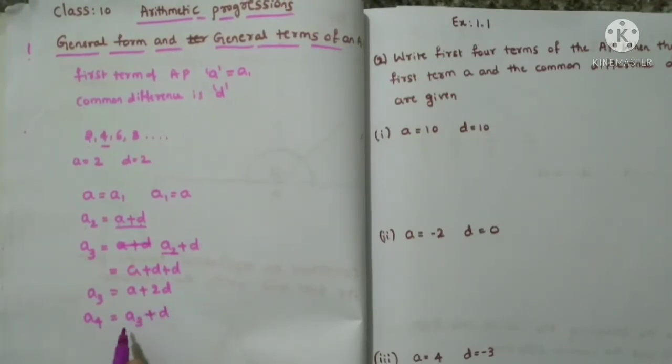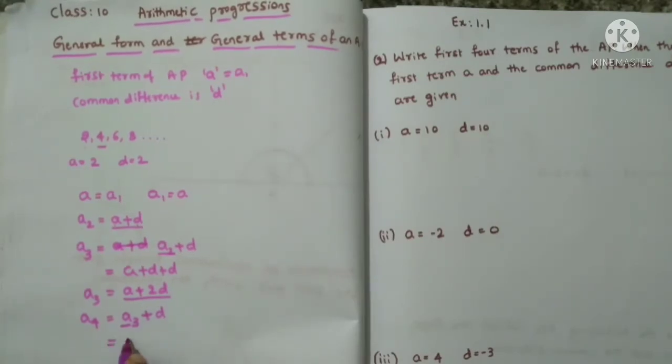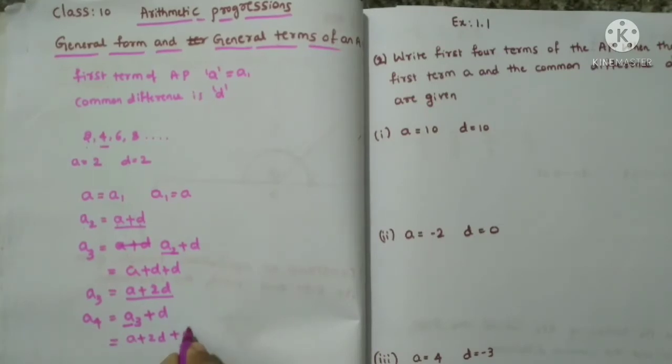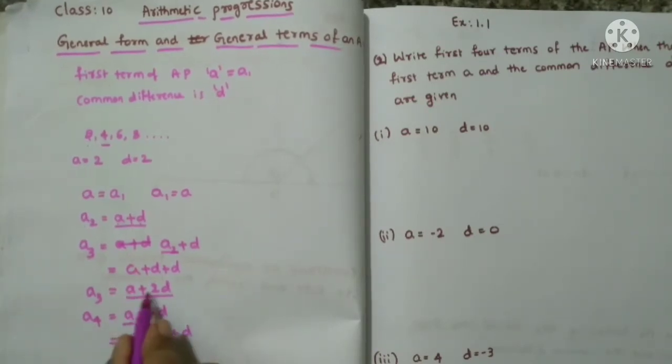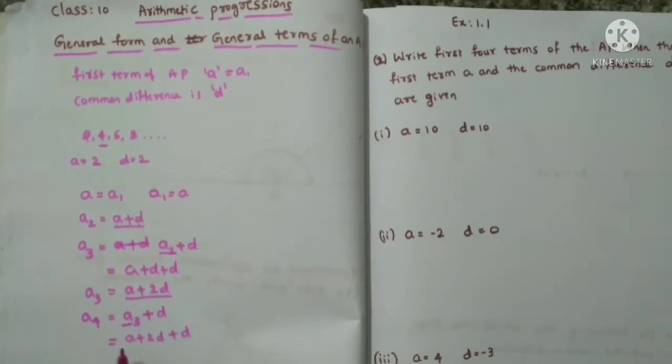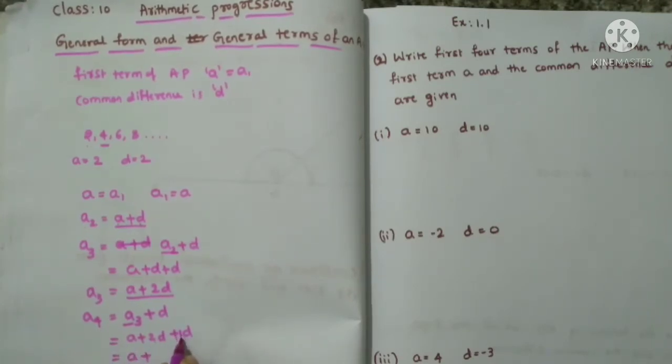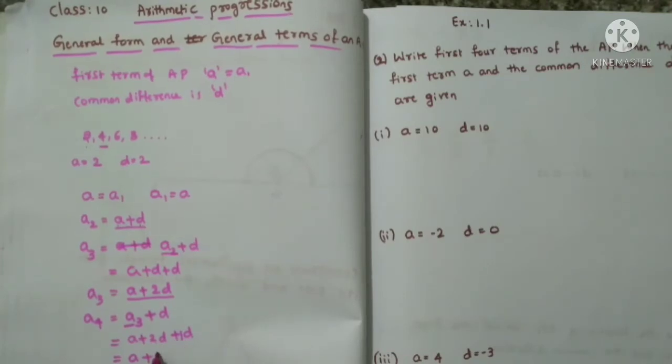Now you observe, in place of a3 I can write a plus 2d, no? So I'll write a plus 2d plus d. See, in place of a3 I have written a plus 2d, and d as it is. So what will we get? a plus 2d plus 1d. Nothing is there, so 1 will be there. So 2d plus 1d is 3d.